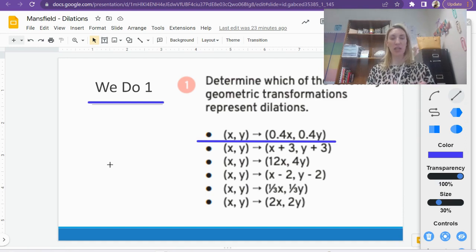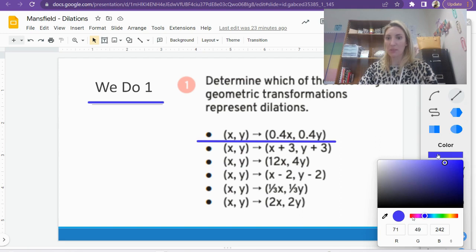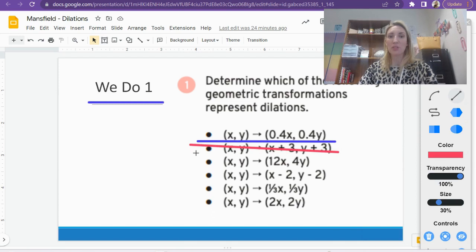All right, let's check the next one out. x, y transforms into x plus 3, y plus 3. My first question, is it multiplying? No, it's not multiplying. x plus 3. In dilation, I cannot add and I cannot subtract. I cannot do anything but multiplication. So this one is wrong. I'm already going to cancel it over here. Let me cross it out maybe in red. Right? I'm going to cross this one out. Do not copy this one on your paper. Okay? This one is wrong. Let's check the next one here.